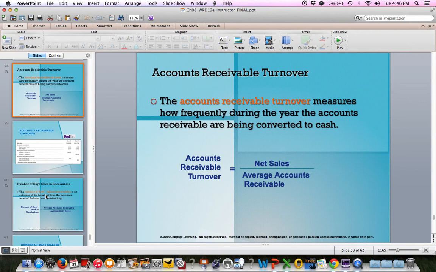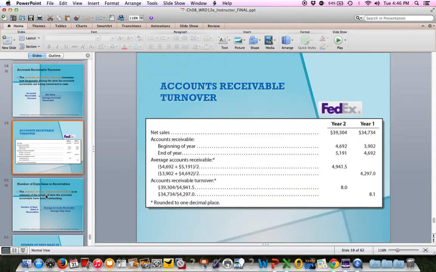When you see an average, it's typically a two-point average. What was my receivables at the end of the year? What were they at the beginning of the year? The average of those two numbers is my average. And so they're computing that for us right here.